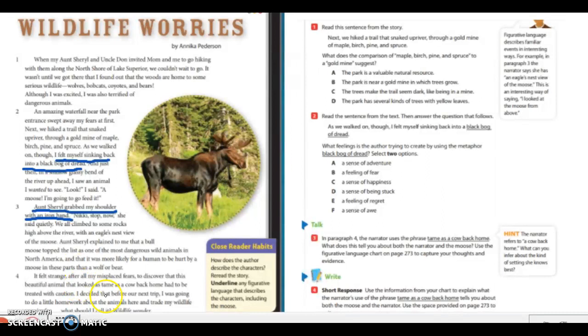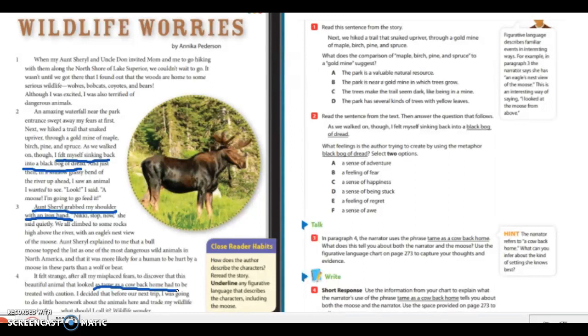The last one is our question number 3 phrase, and it said, he looked as tame as a cow back home. So that has to be a simile because it uses the word like or as, and it is comparing the moose to a cow. So that, of course, is figurative language because a moose is not the same as a cow. Going on to question number 1.